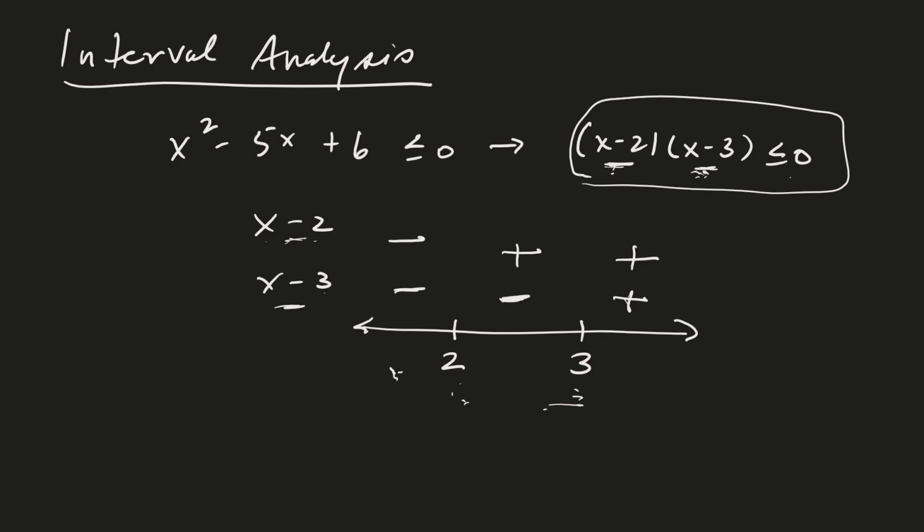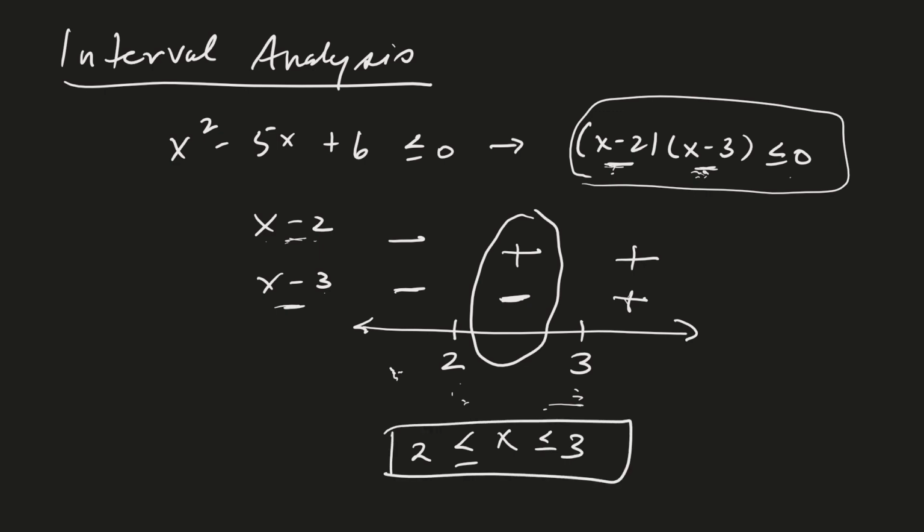And so we see from this number line that there's only one solution here. The solution is where x is between or equal to 2 and 3. And so that is our solution. Okay, so this is called a sign chart analysis.